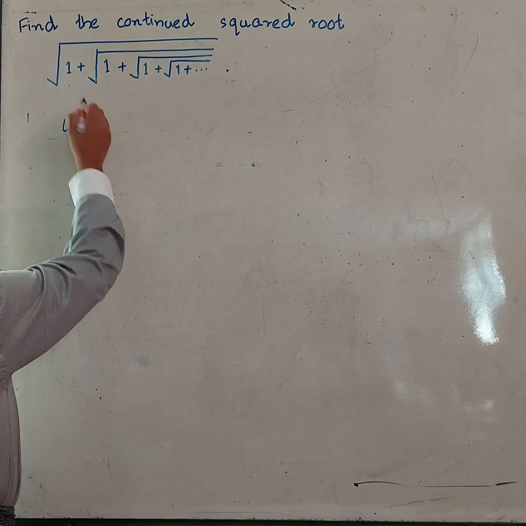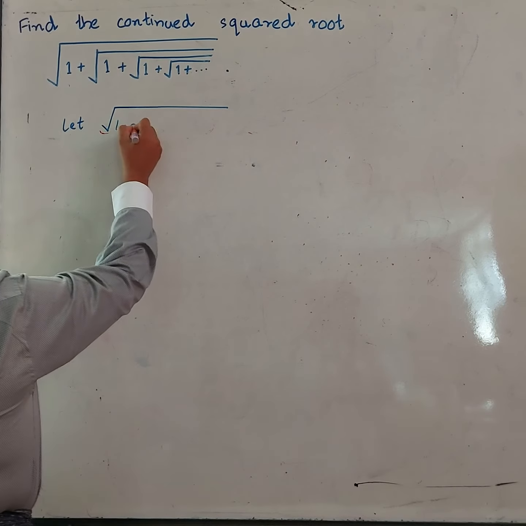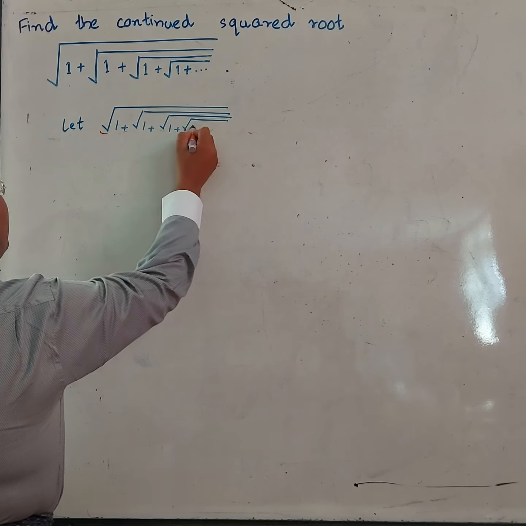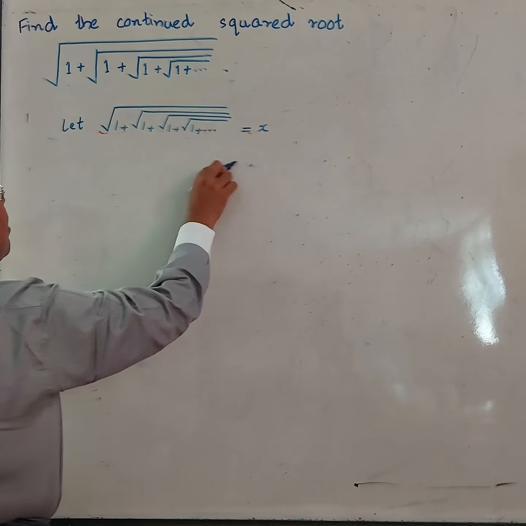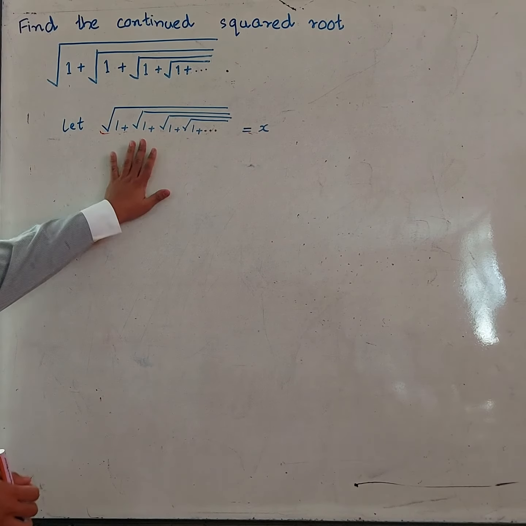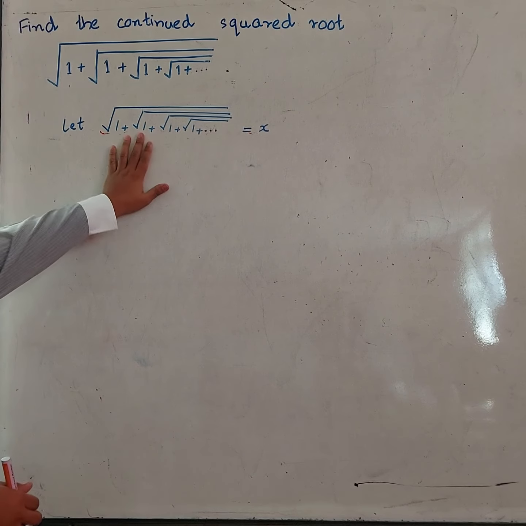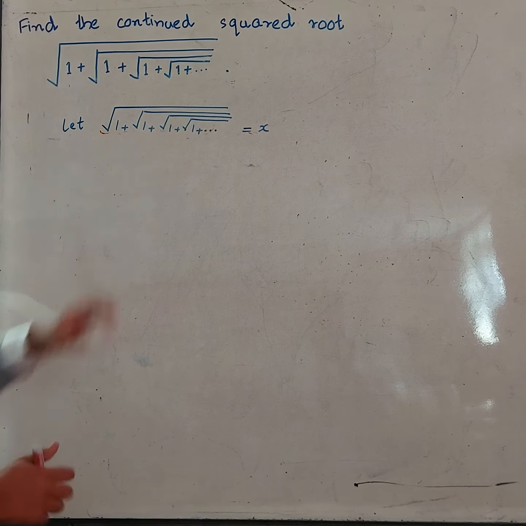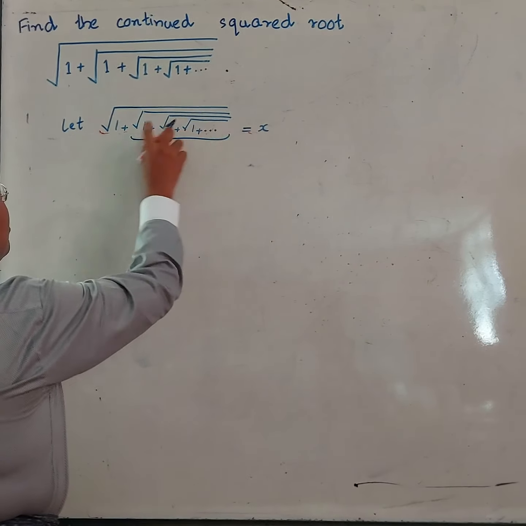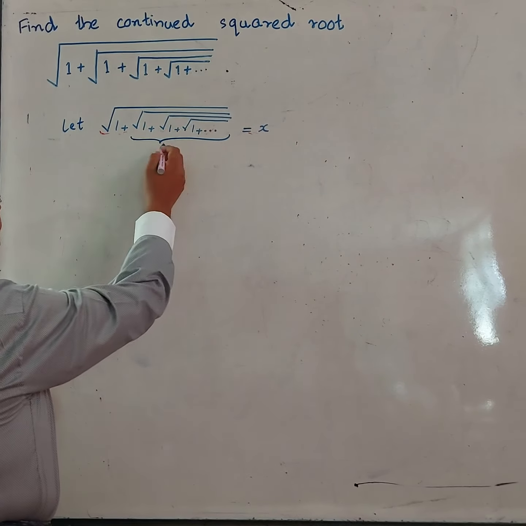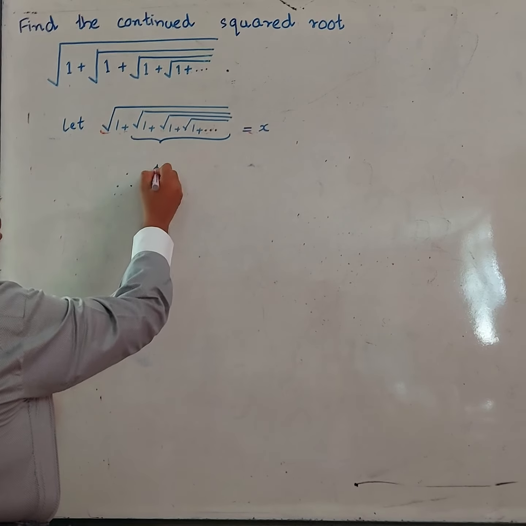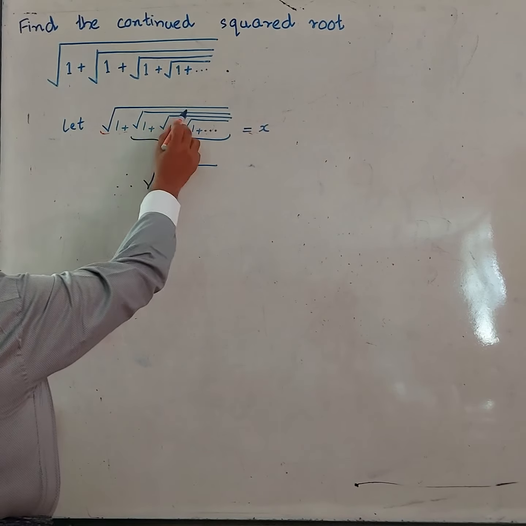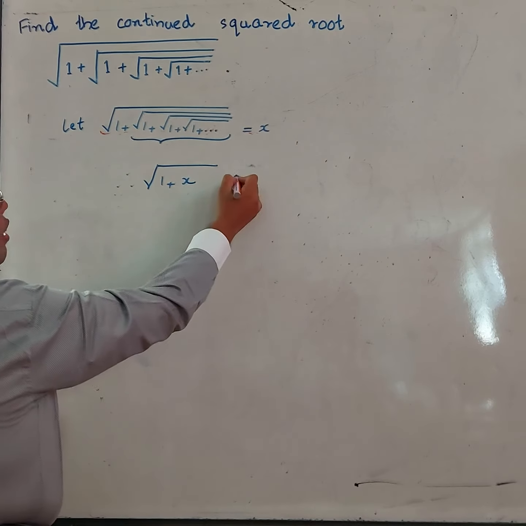At first, we need to suppose that square root of 1 plus square root of 1 plus square root of 1 plus square root of 1 plus, going on to infinity, is x. So, clearly look at the pattern of the number 1 and the square root. Square root of 1 plus square root of 1 plus square root of 1 plus goes on repeatedly. And so, we can also consider square root of 1 plus the whole continuous square root as x. So, substitute: square root of 1 plus x equal to x.